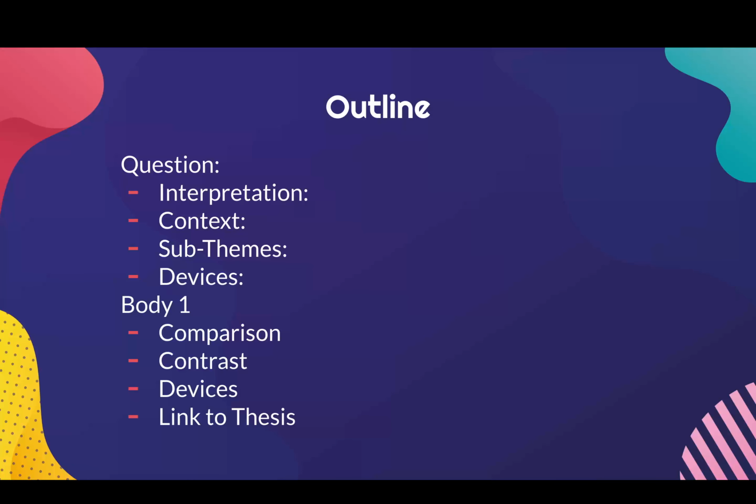You also obviously want to think about what devices you want to talk about throughout your essay. And this is where a bit of a divergence comes in, in terms of how you want to organize and structure your essay, which I will talk about more in a second. Then in your body paragraphs, you want to do both comparing and contrasting. So you want to compare how the two works do something similarly, and then how the same two works do something differently. Obviously, these need to include devices and link back to your thesis statement.